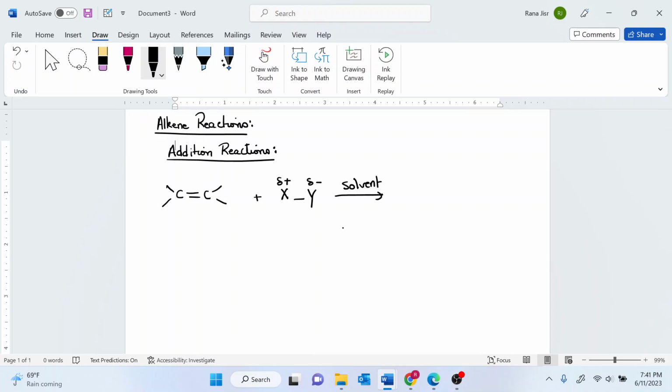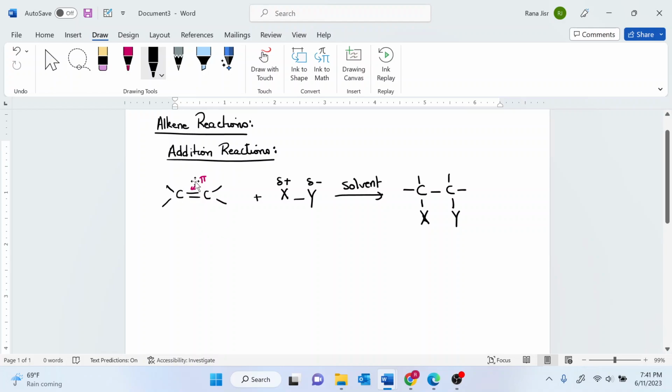The reaction will proceed by breaking of the pi bond and forming of two sigma bonds. So you are adding the X and you are adding the Y. The solvent will not appear in the product. The solvent is just to dissolve the reactants and the reagents together.